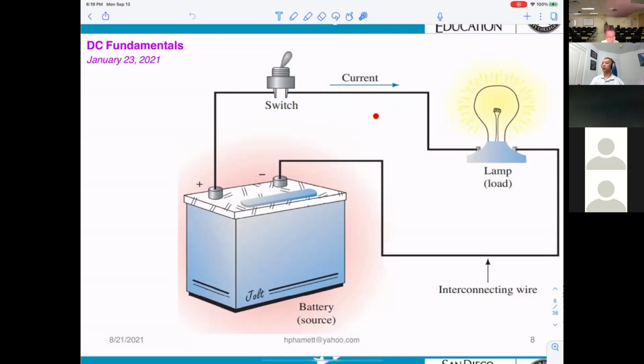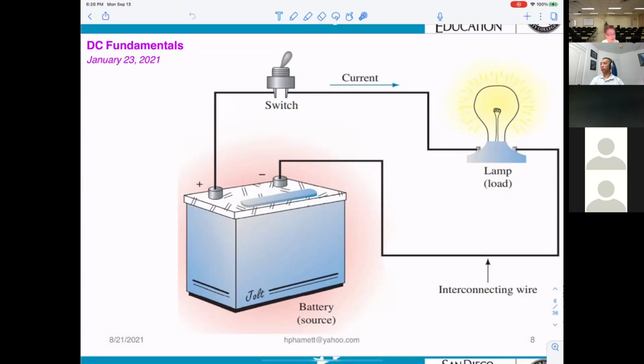Zero. It's not flowing. Zero, correct? Zero. The thing is, when you get an open here, that means that we call an open circuit. The current cannot flow through the open circuit. Okay? And another question.